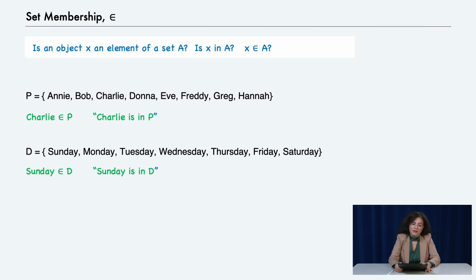When we have a set, we're concerned about set membership. And we have the symbol that looks like an E to test set membership. Is an object x an element of a set A? Is x in A? So for example, with our set of people, we can ask, is Charlie in the set of people? Or we can use our set of days, and we can ask, is Sunday in our set of days?